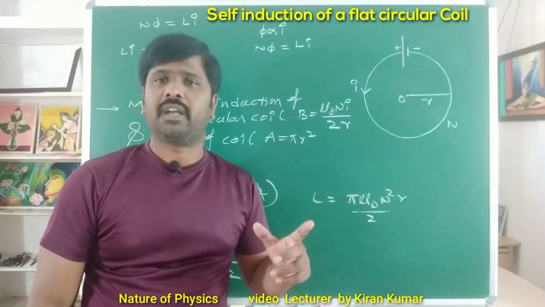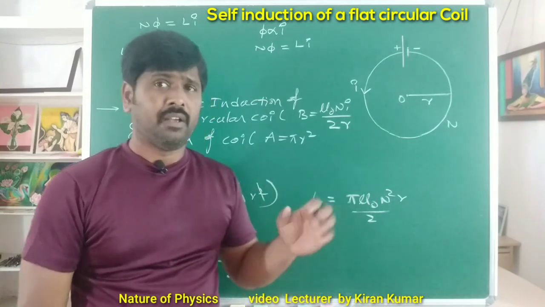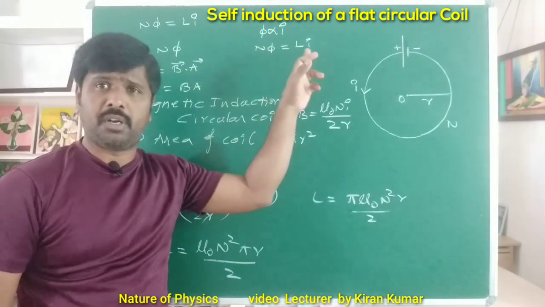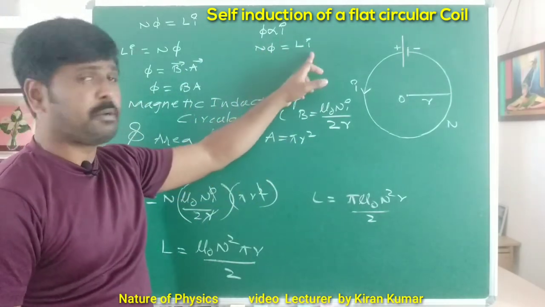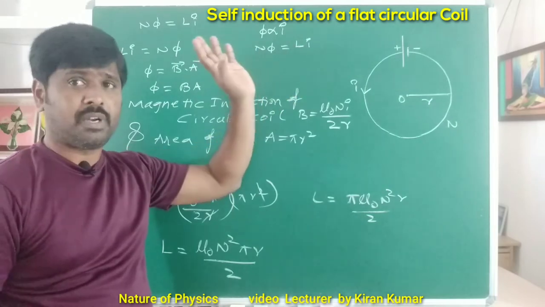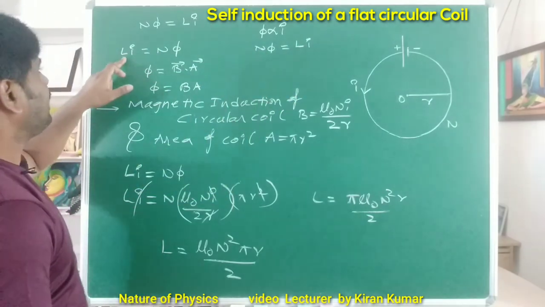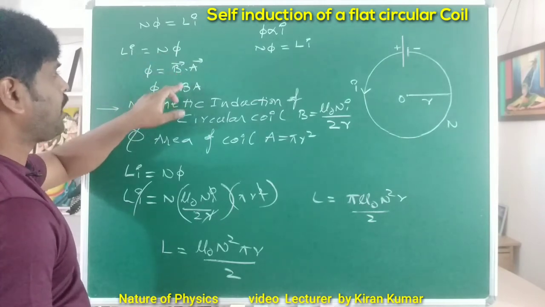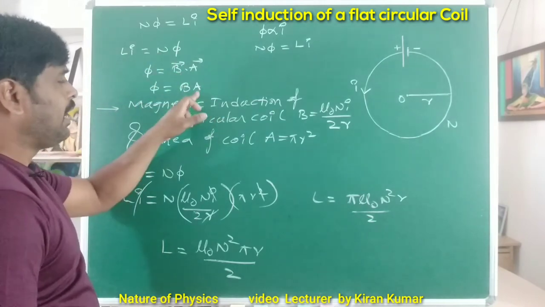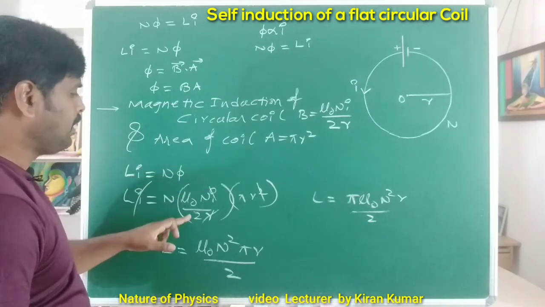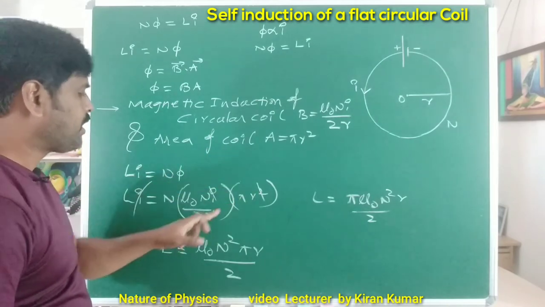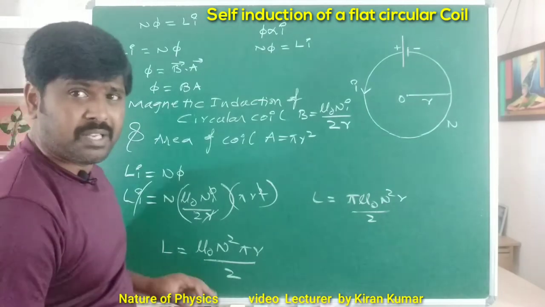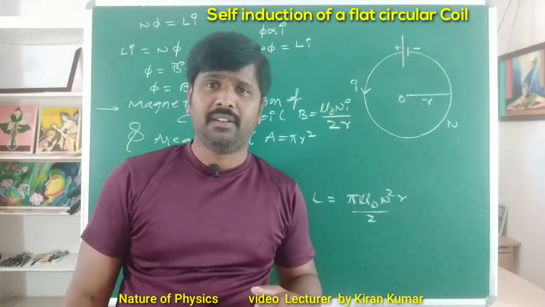Next, solenoid self-induction. Very simple. First, I took the basic formula: flux is directly proportional to current, N phi is directly proportional to I, and L is the proportionality constant. Here, L i is equal to N phi, where N is the number of turns. In the flux formula, the magnetic induction of a coil and the area are replaced. We got this relation in which R square gets cancelled and current gets cancelled, giving the coefficient of self-induction of a flat circular coil.